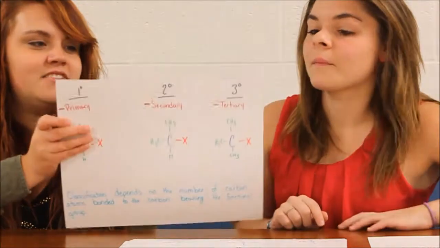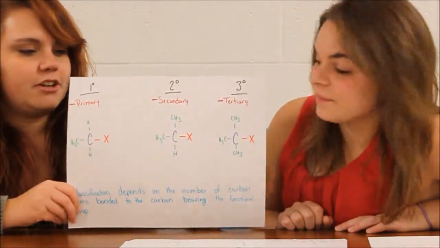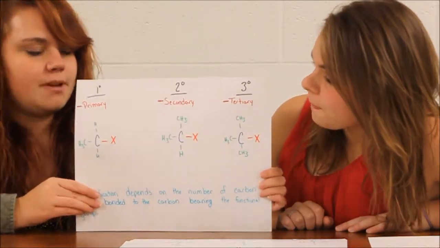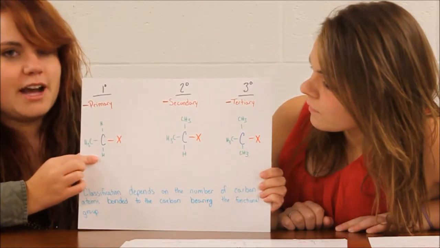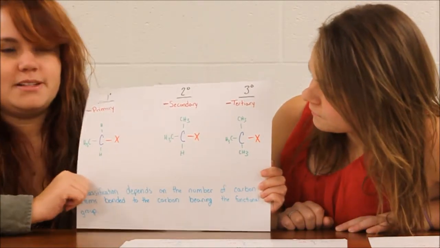A structure can be classified as primary, secondary, or tertiary. A compound containing a functional group, as shown in our examples as X, can be bonded to a carbon bonded to one other carbon and two hydrogens, making it primary, two other carbons, making it secondary, and then three carbons, making it tertiary.